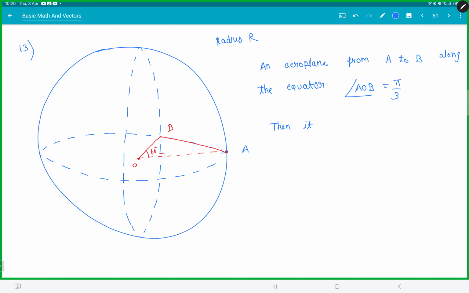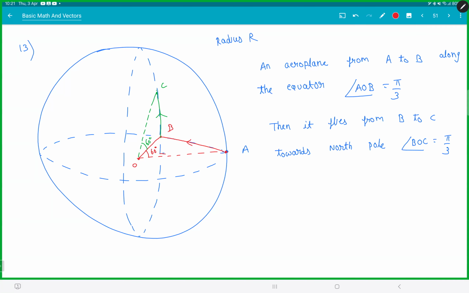Let's say you went from Mumbai to Dubai. Then it flies from B to C, right, towards the North Pole. Getting it? Where the angle BOC is also 60 degrees. Meaning you started flying towards the North Pole like this and you reach C here. This angle is also 60 degrees. You getting? How did you fly?